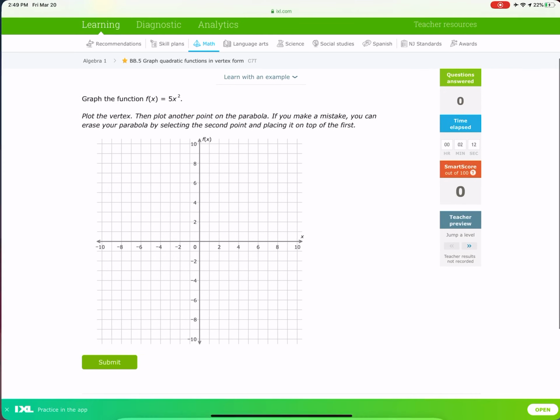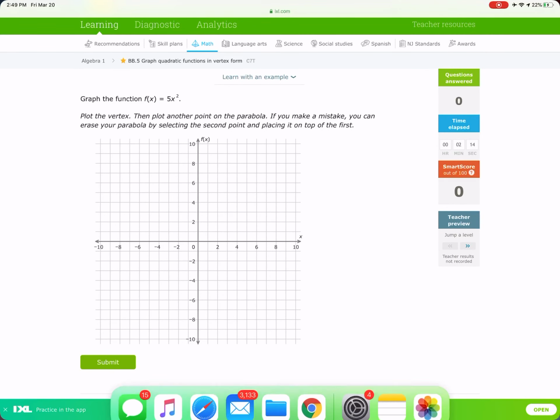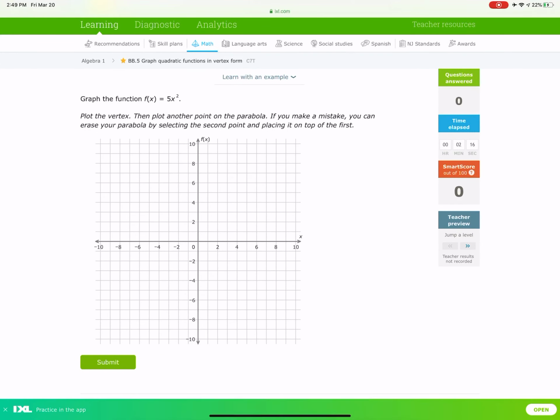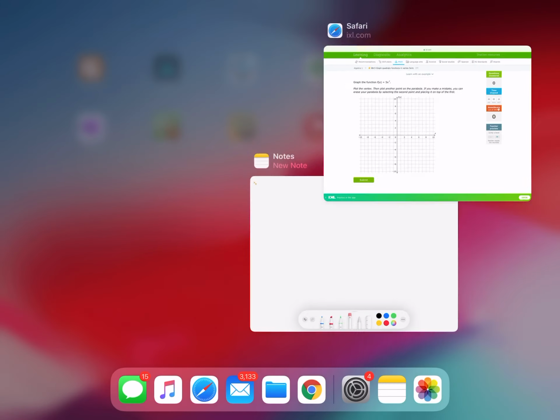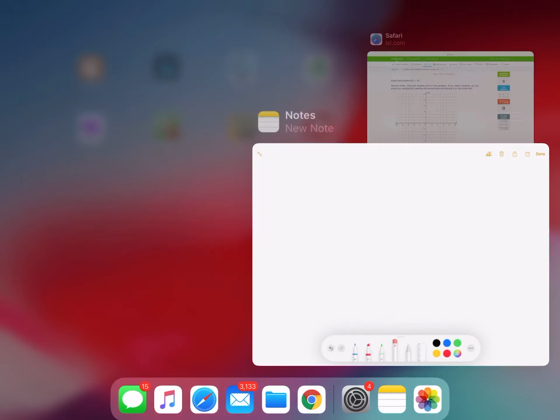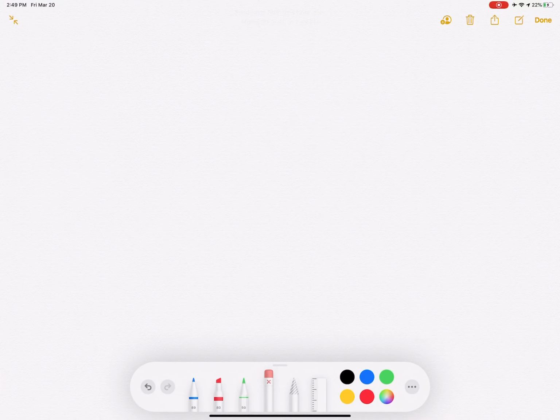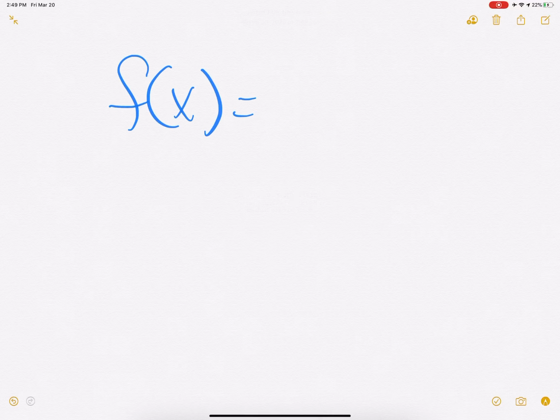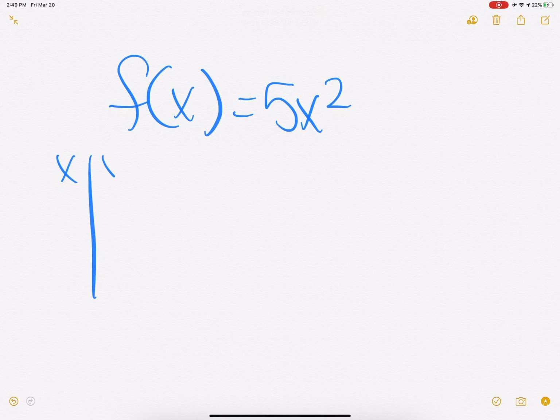So we got f of x equals 5x squared, okay? And I am going to write that down, f of x equals 5x squared, okay? So we reviewed this in class. What we have to do first is create a little t-chart. So x and y, right?